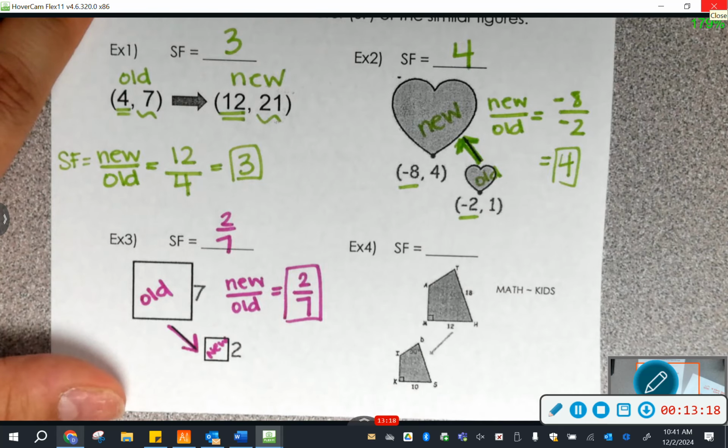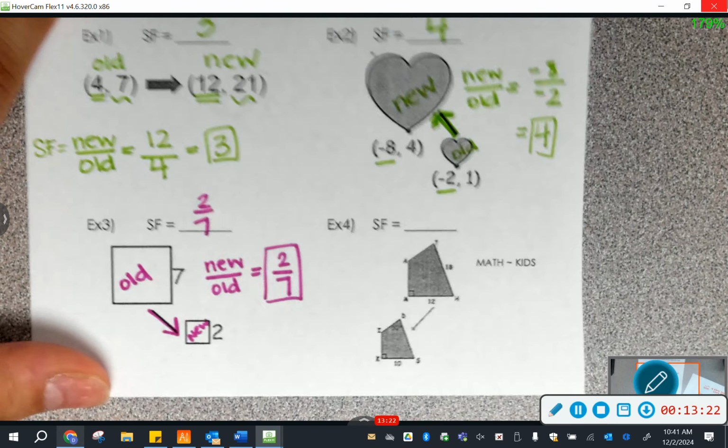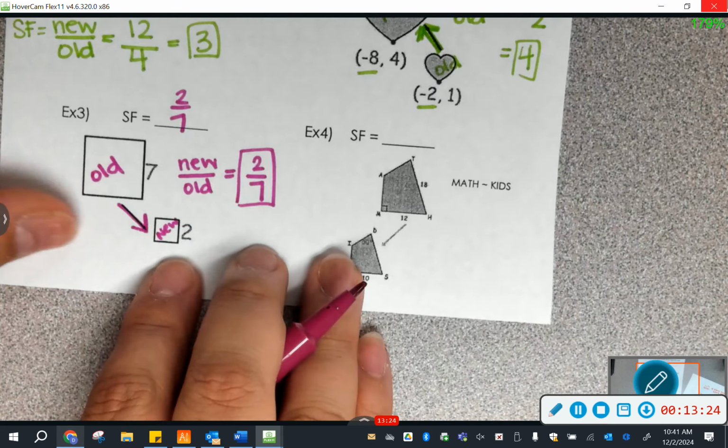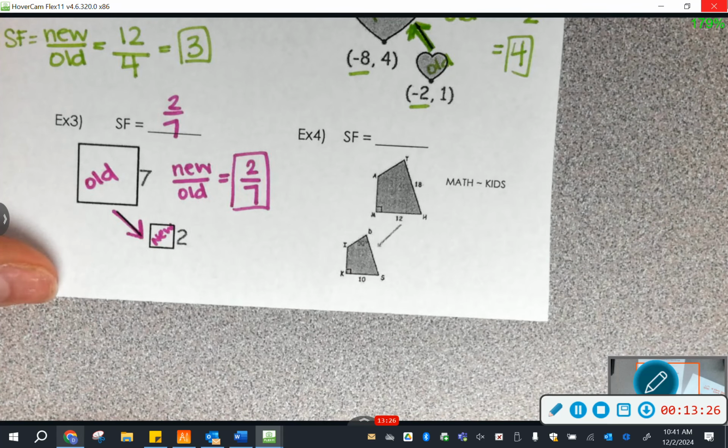Now, it's not always going to be the same number because it might reduce. So make sure you put it in Desmos. Last one we're going to do together. How do I find this scale factor?